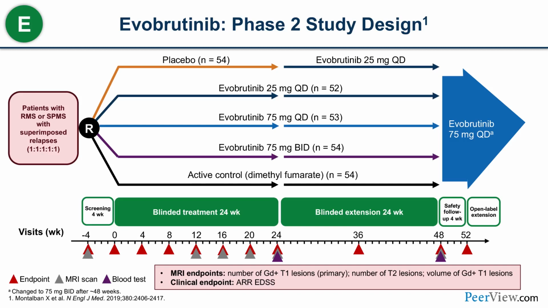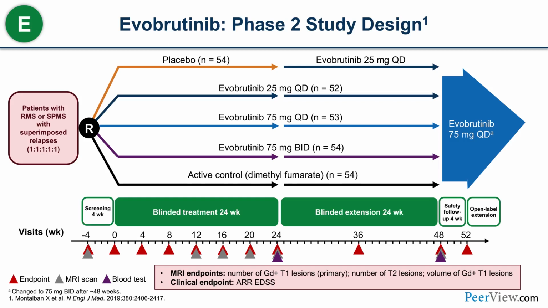So this phase 2 clinical trial design was a little bit complicated because often the goal of phase 2 clinical trials is a proof of concept study, but also a dose finding study. As you can see, there were 5 arms in this phase 2 clinical trial. There was a placebo arm, Evobrutinib at various doses, and there was even an active control arm of dimethyl fumarate. Treatment initially was blinded for the first 24 weeks and then continued blinded for the 24-week extension after that. But at that 24-week point, the placebo arm did transition to the lowest dose of Evobrutinib.